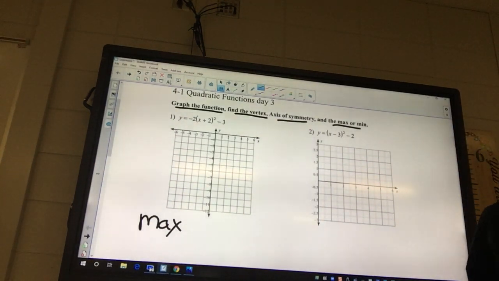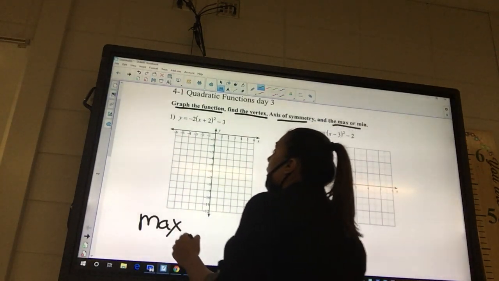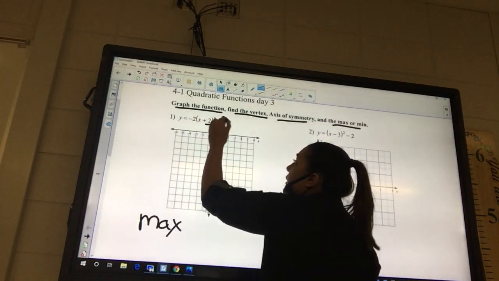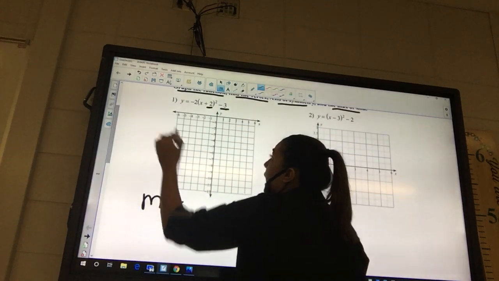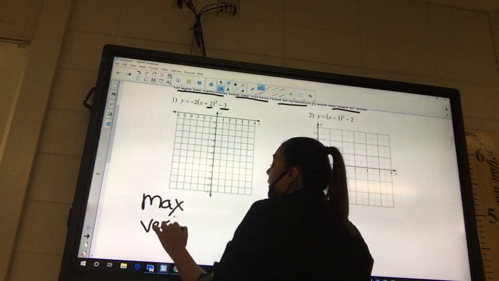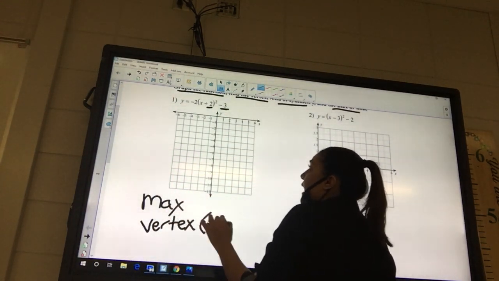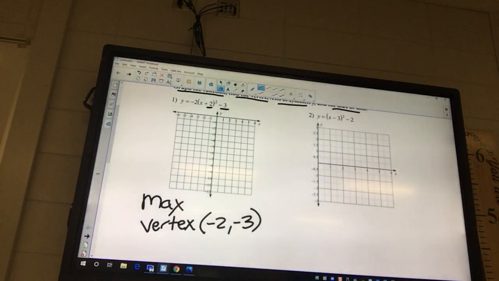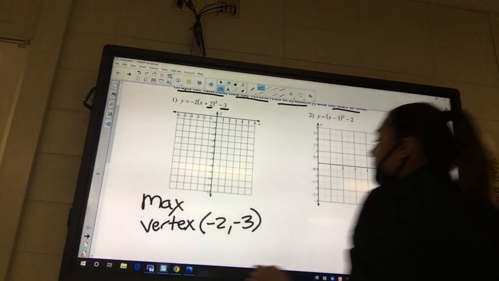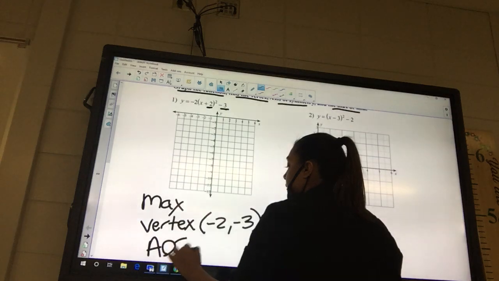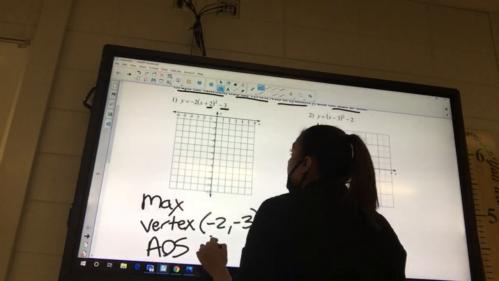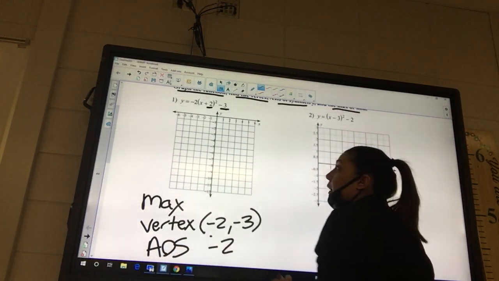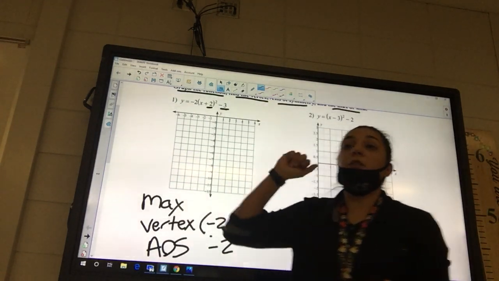Okay, what about the vertex? What is the location of the vertex? (0, 0). No. Okay, it's this value and this value. But we do the opposite for the inside. Positive 2, -3. It's going to be (-2, -3). We do the opposite on the inside of the parentheses. What about the axis of symmetry? -2. It's going to be -2. Okay, it's that inside value and we do the opposite.